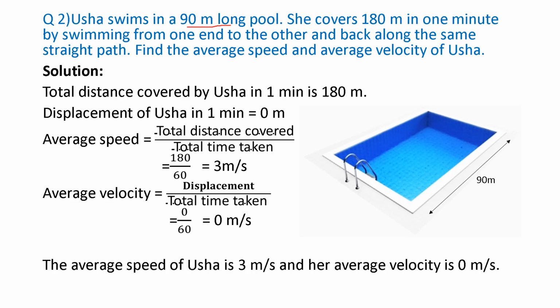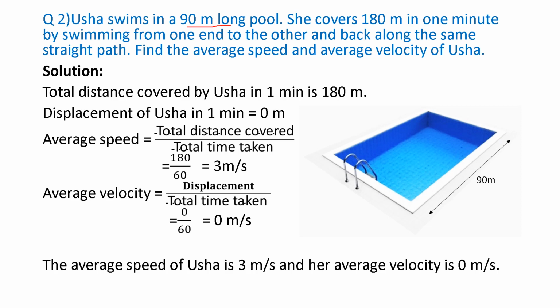Now suppose she started from point A and has again returned to point A. Because she has reached the same point, we can say that the displacement of Usha is 0 meters, because displacement is the distance between the initial and final point, and here both are the same. But the distance is the total distance covered, so it is 180 meters: 90 meters covered while swimming from A to B, and another 90 meters while swimming from B to A.